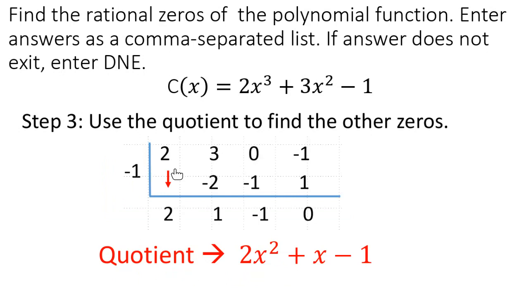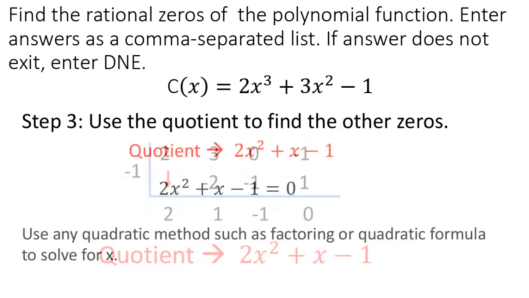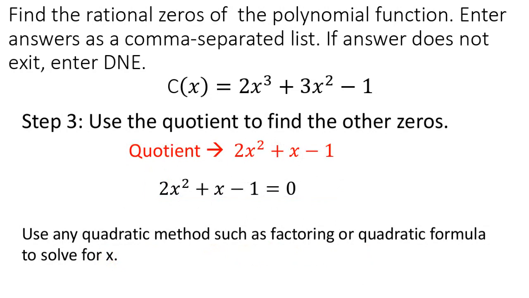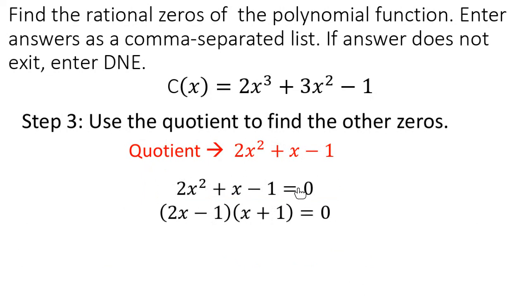In my quotient, I have the 2, so I write down the 2. Since I had x cubed, I'm going to start with x squared. Then I have the 1 for x, and the negative 1 is my constant. Notice that it's quadratic, so we have options. We can factor or use the quadratic formula. Factoring doesn't always work, but in this case it does. We get 2x minus 1 times x plus 1.